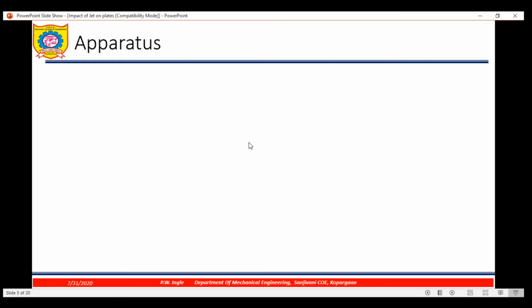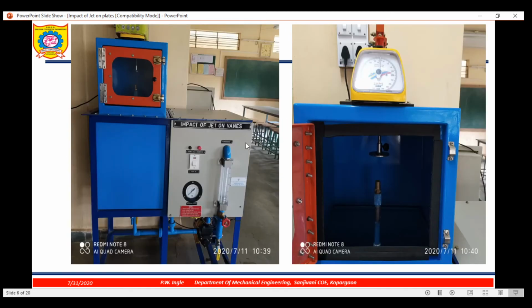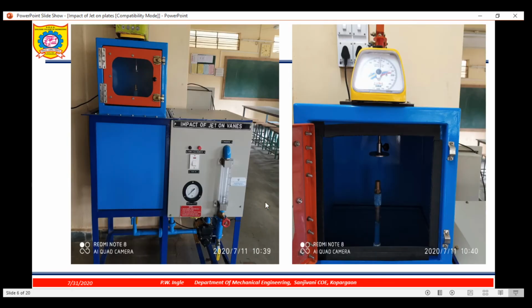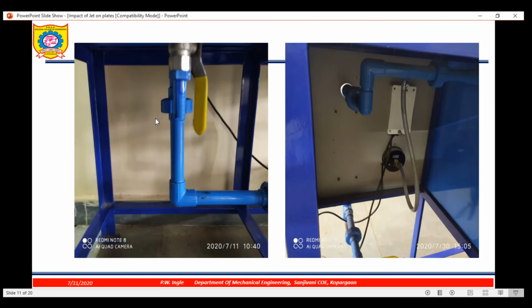So here you can see the device. This is what? Yes, the weighing balance. And then a rotameter to measure the flow rate, 0 to 50 lpm. So where is the rotameter? Yes, this is the rotameter. Understood? This is the experimental setup.